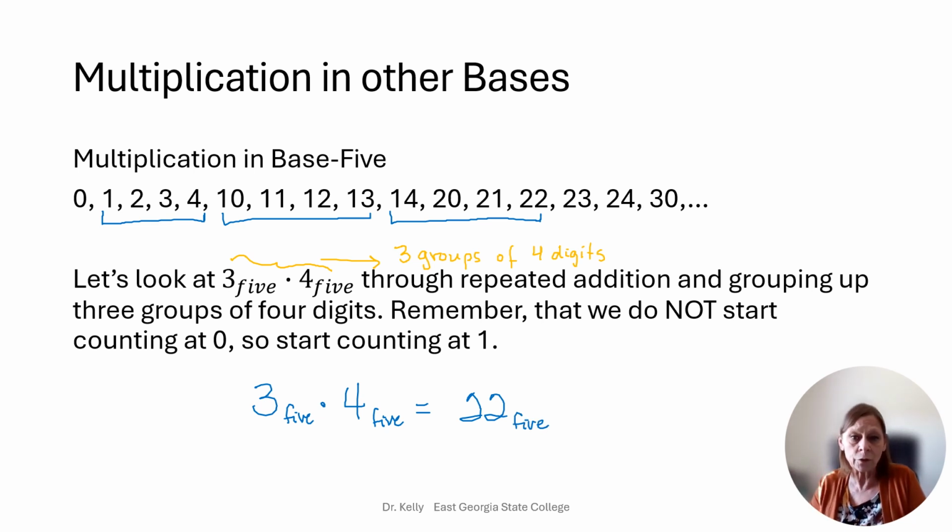And let me just show you quickly going that other direction just in case you're not sure about it. What if we do 4 groups of 3? 1, 2, 3. 1, 2, 3. 1, 2, 3. 1, 2, 3. It also lands on 22. Okay? Yay. All right. Measurement model for the win.